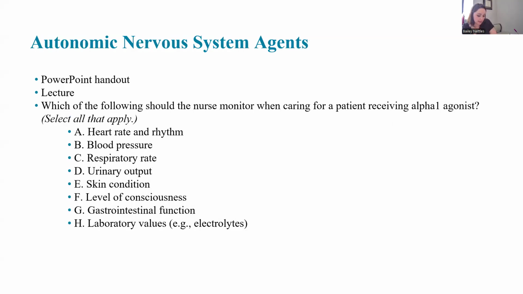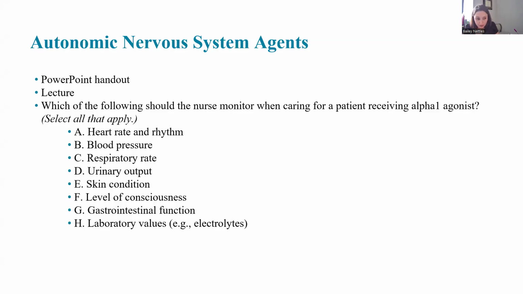All right, so A and S. This is where a lot of people struggled. Go back and study. You should definitely know these. We've talked about them in all different forms now. Okay. So, which of the following should the nurse monitor when caring for a patient receiving an alpha 1 agonist? Alpha 1 agonists, that is fight or flight. So, what should we monitor?